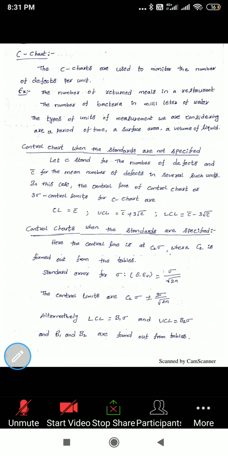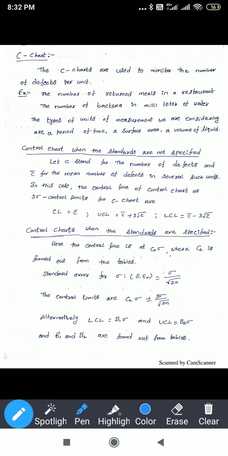Now come to the C chart. In this C chart, the C chart is used to monitor the number of defects per unit. This is the difference between the P and NP charts and the C chart. So here we are using the words defects per unit.